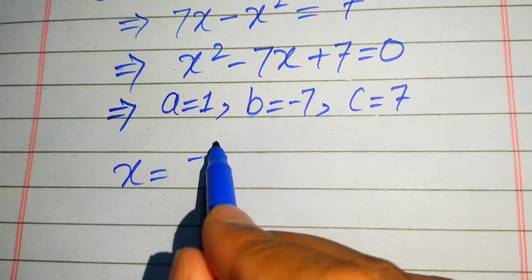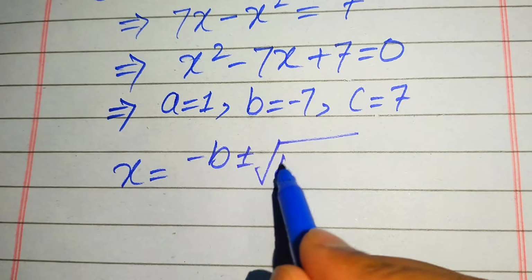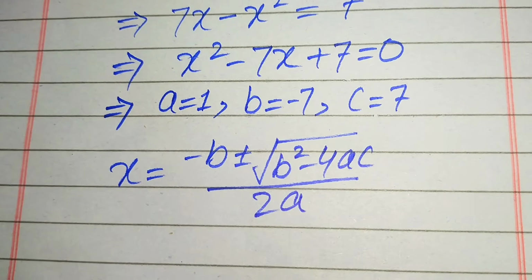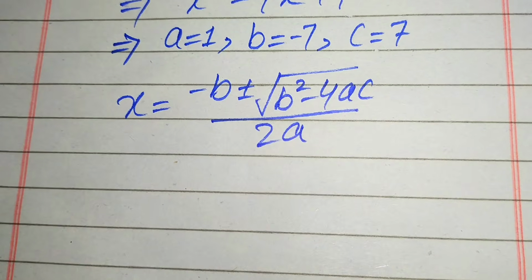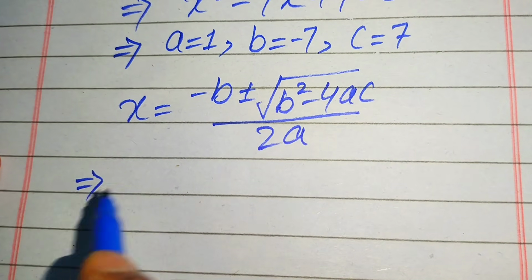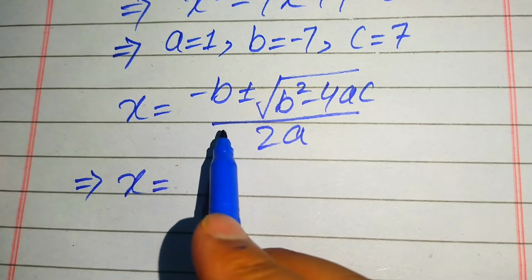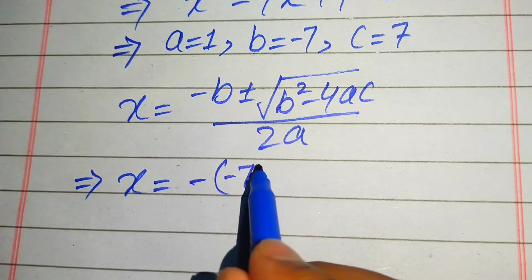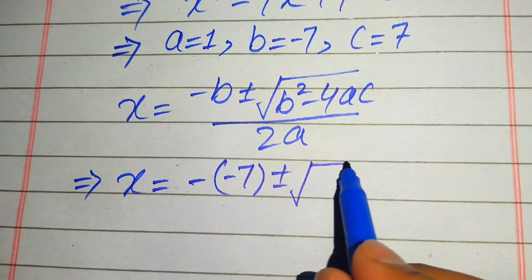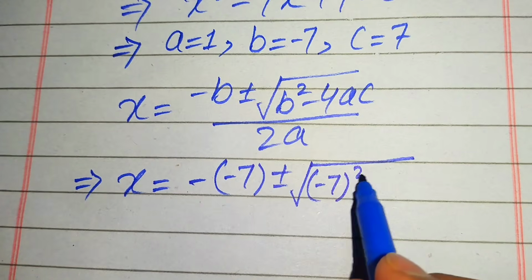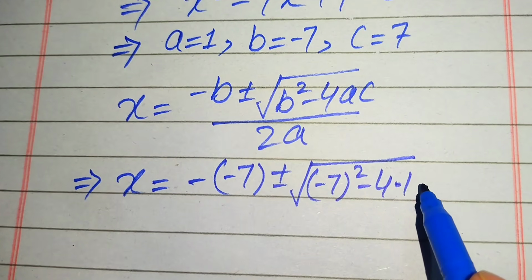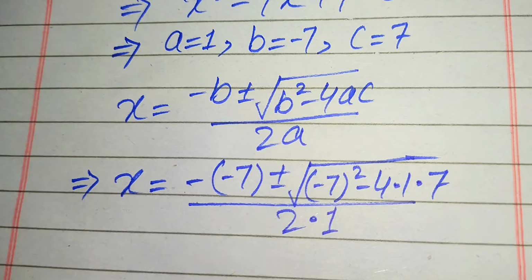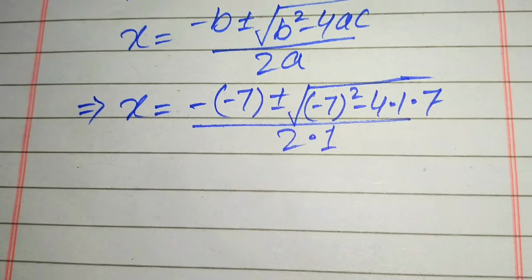x is equal to minus b plus minus square root of b square minus 4 times ac divided by 2 times a. So when we substitute all the values of a, b and c here, this will be written as x is equal to minus b. The value of b is minus 7. It will be written as minus times minus 7 plus minus square root of b square, b is minus 7 square, minus 4 times a is 1 and c is 7, and it is divided by 2 times a, and here our a is equal to 1.